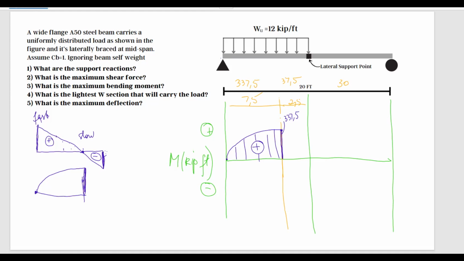So from this point, we're going to go downwards with a value of 37.5. So 37.5, which means we're going to land somewhere here. And 337.5 minus 37.5, this value is going to be 300. And I'm saying 3,000. I meant 300. Wonderful. So let's see now.